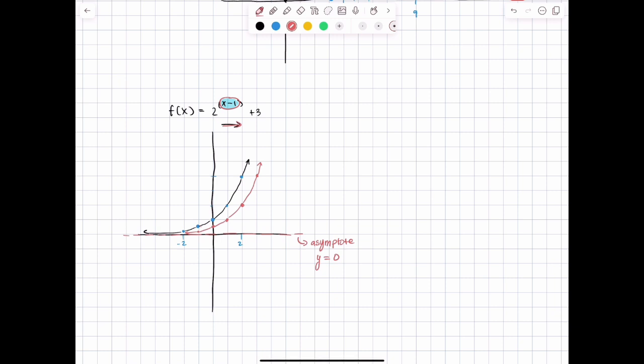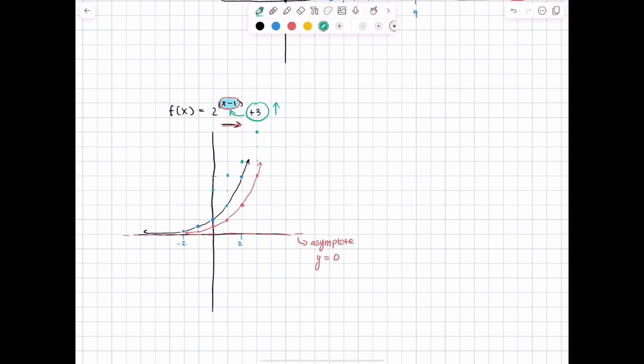Then we have to consider the plus 3, using a different color. That's not with the x, so we know this is a vertical transformation along the y-axis. We're just going to move up by 3. Remember, y is pretty simple. It's not anything that's trying to confuse us. So 1, 2, 3. Look, I'm counting from the pink graph, not the parent function.